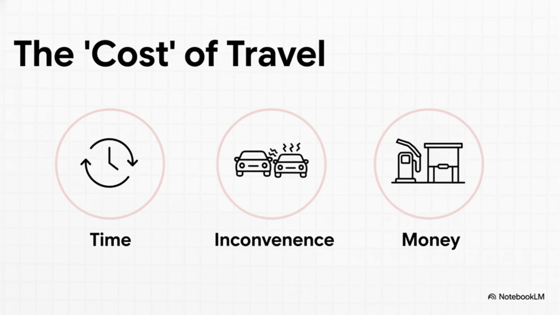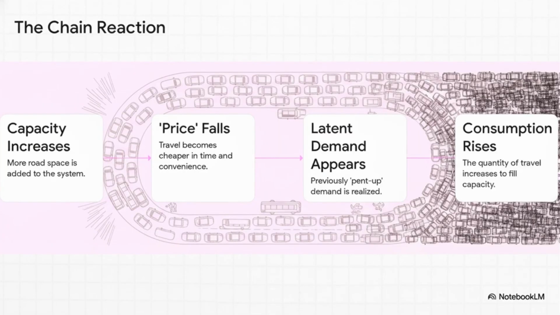The congestion itself was a cost, and it was suppressing your desire to travel right at that time. So here it is. This is the crucial chain of events. Increasing the capacity lowers the price of using the road. This lower price then awakens this huge reserve of previously hidden or latent demand. These are all the people who used to take the train or travel at odd hours or maybe just didn't make the trip at all.